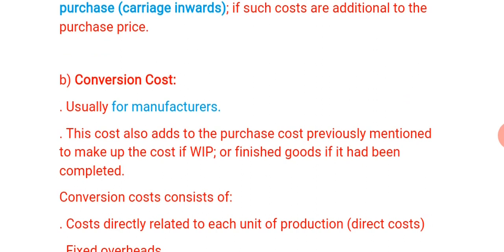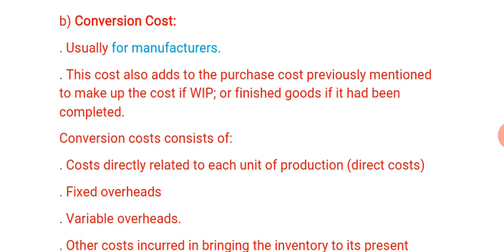Now this cost also adds to the purchase cost previously mentioned to make up the cost of WIP, that's work in progress, or finished goods if it has been completed. You add this cost to the cost of WIP or finished goods if the goods have been completed. Conversion cost consists of costs directly related to each unit of production, such as direct costs.